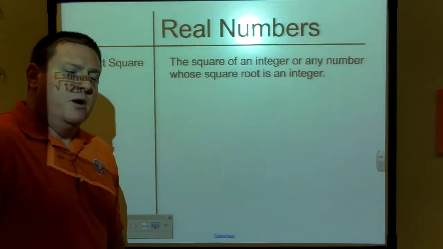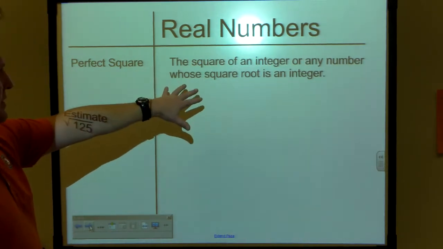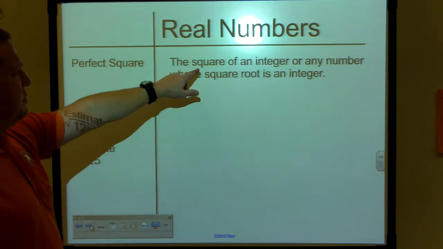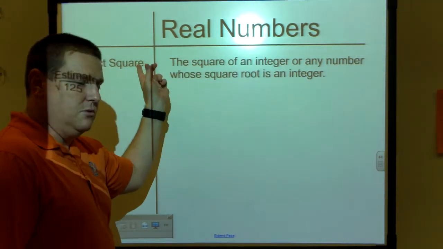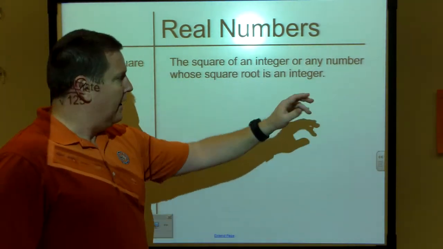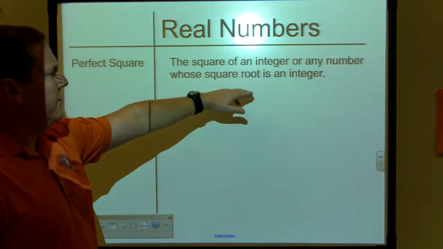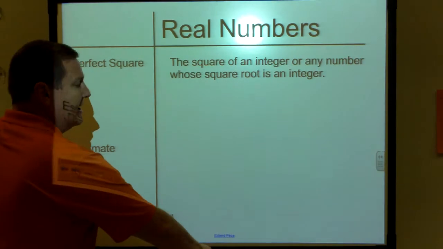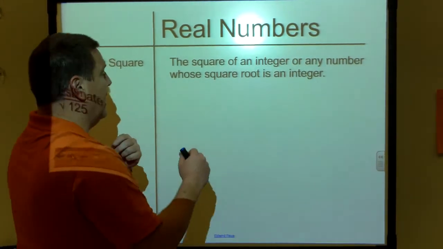Next thing we discuss is a perfect square. Give you a couple examples of these. The perfect square definition is a little confusing. The square of an integer is a perfect square. That means something raised to the second power. Or any number whose square root is an integer. Of course, you got to know what an integer is. So I'm going to tell you, an integer does not contain any decimals or any fractions.